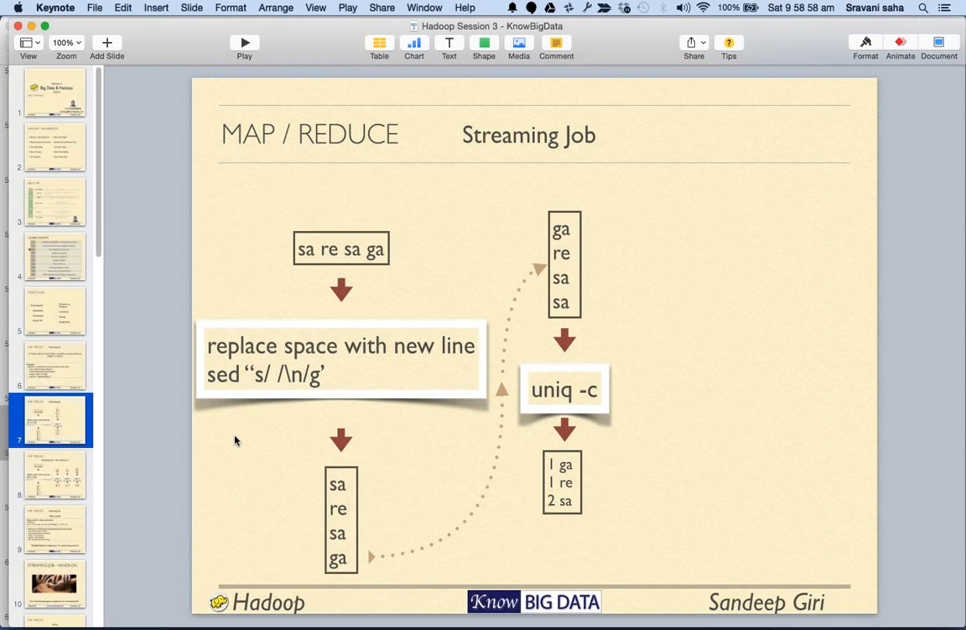So if you are from, say, a Python background, there are projects like PyDoop, but those are heavily underdeveloped. So it does not make sense to use those projects right now. But you can use Python with the streaming job and it will just work perfectly fine. So, streaming job is clear to everyone.